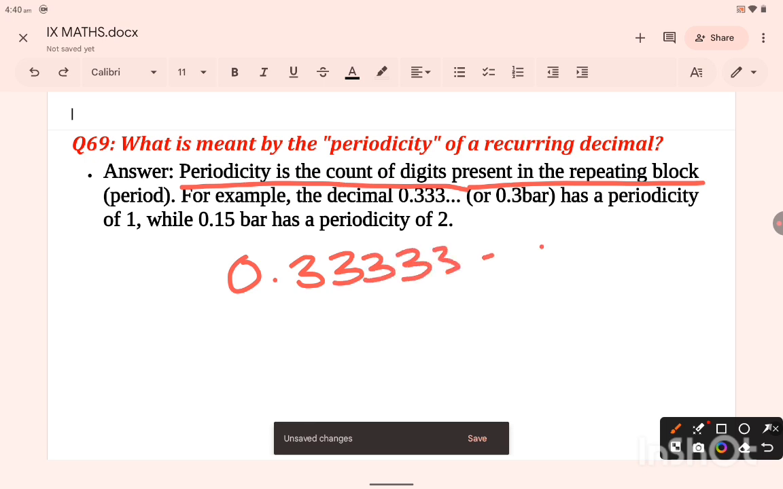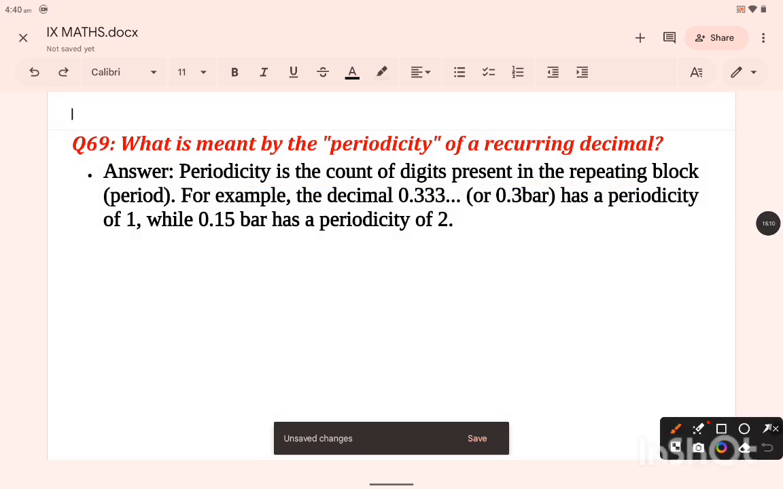0.33333 and so on. This can be written as 0.3 bar. Here the repeating block is 3. Periodicity is the number of digits in the repeating block. How many? 1. So periodicity is 1. Period is 3.